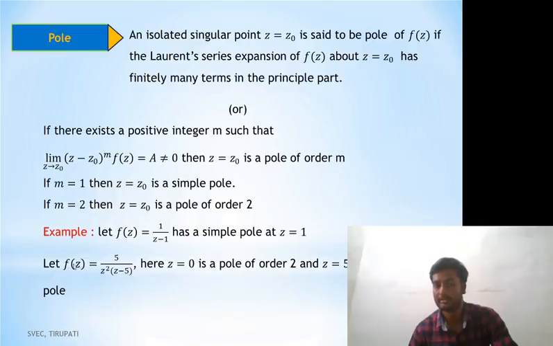Right? Now for example, f of z equal to 5 by z square into (z minus 5). Here z equal to 0 is a pole of order 2 because (z minus 0) whole square into this term, then z square gets cancelled, it is 5 by (z minus 5). If we substitute z equal to 0, 5 by minus 5 is minus 1 not equal to 0. So therefore z equal to 0 is a pole of order 2 and z equal to 5 is a simple pole.